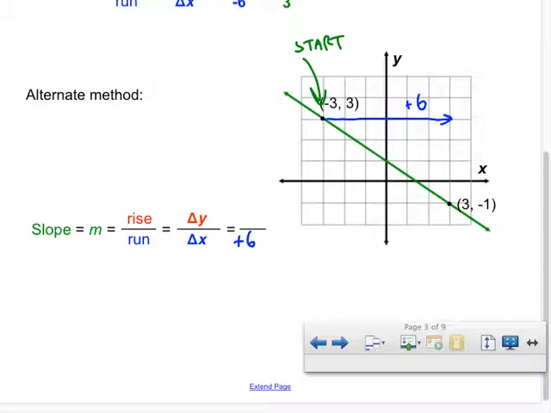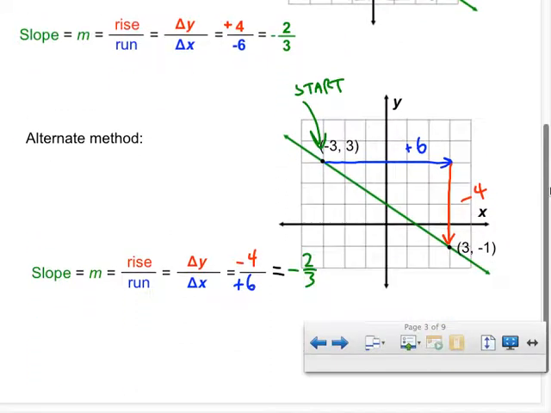Now, I got to align myself on the right level. So which direction am I going to go now? I'm going to go down. And if I'm going down, what sign do we associate with going down? Negative. And so it's a negative rise. And how many units? 4. -4. So I have -4 over a +6. But if I simplify that fraction, what's the fraction going to be? -2/3 still. So do you guys understand the two approaches to get slope? And do you see why they're equal?